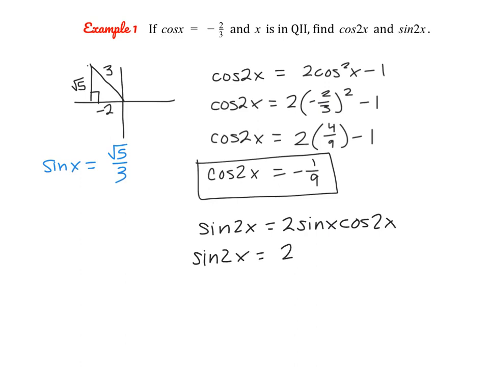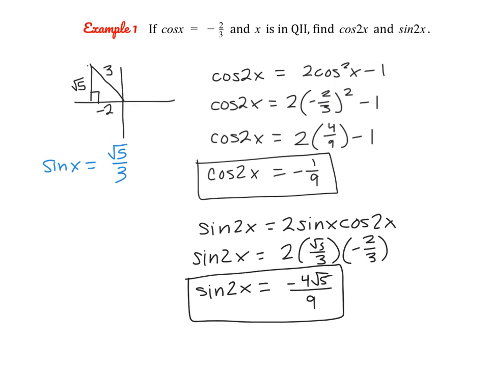So we're going to substitute those really quick. And then here we're just going to simplify, and we get negative 4 root 5 over 9. And there you have it.